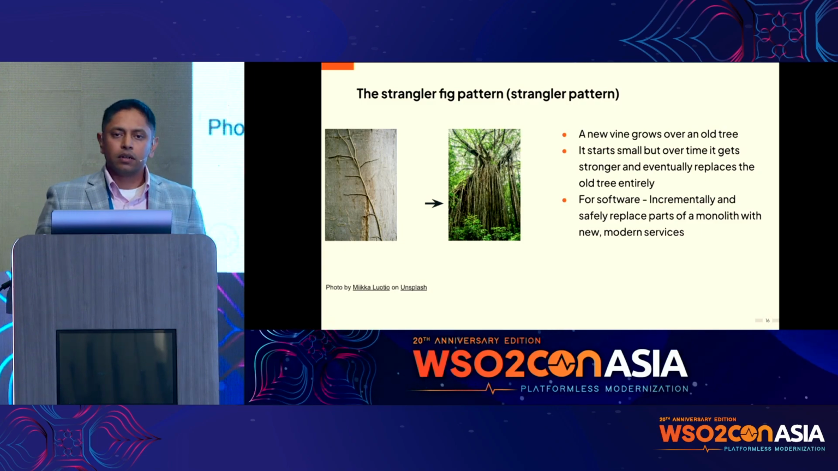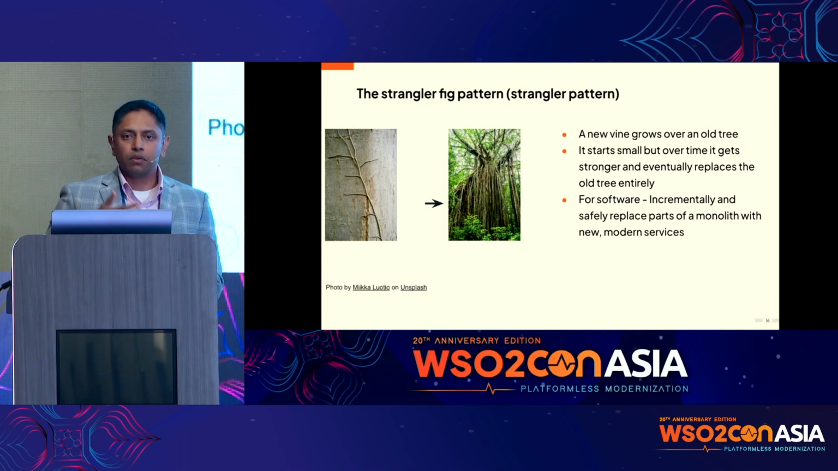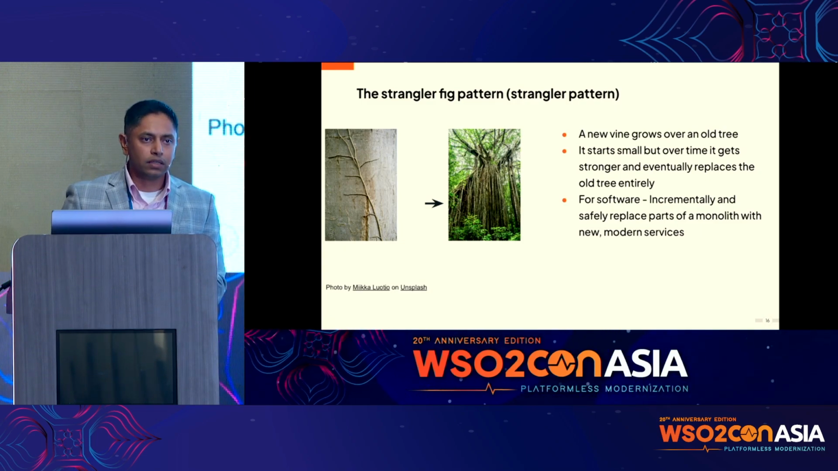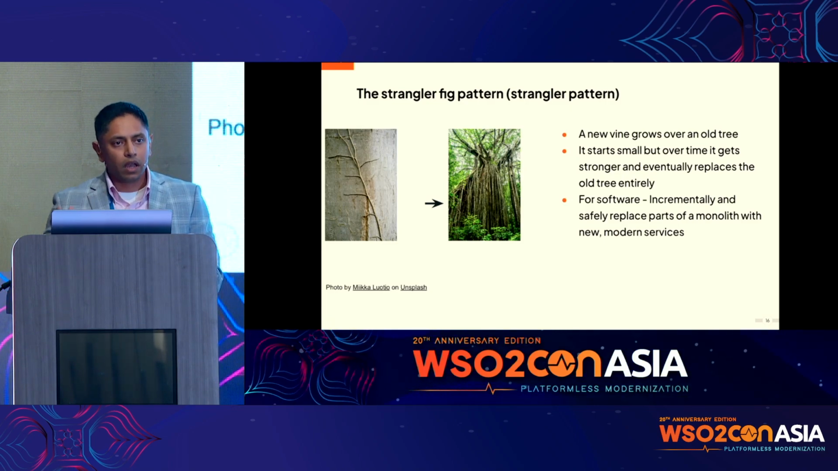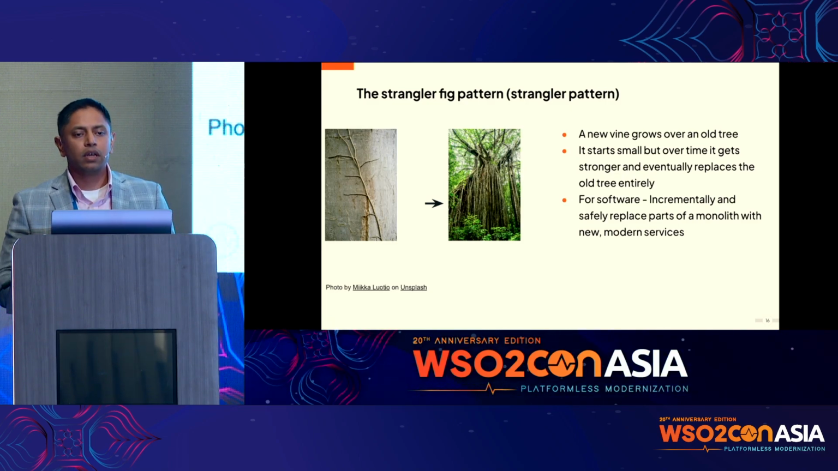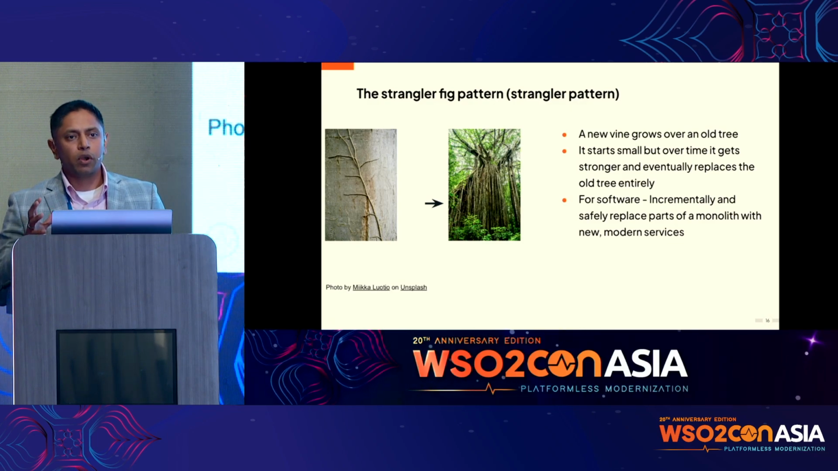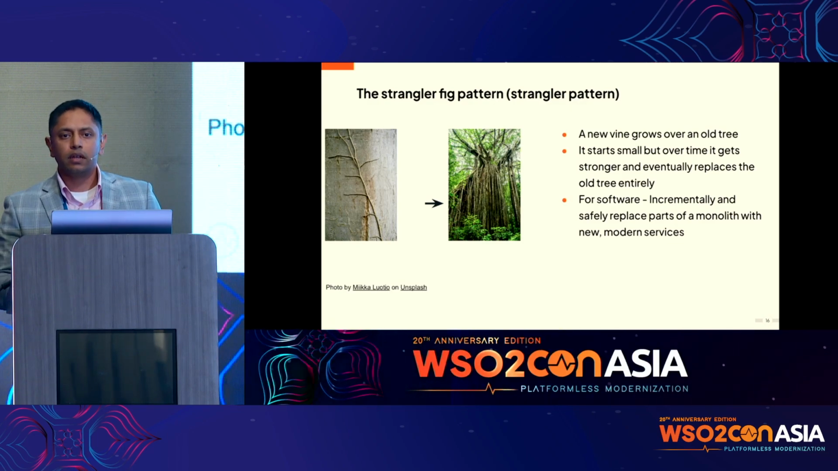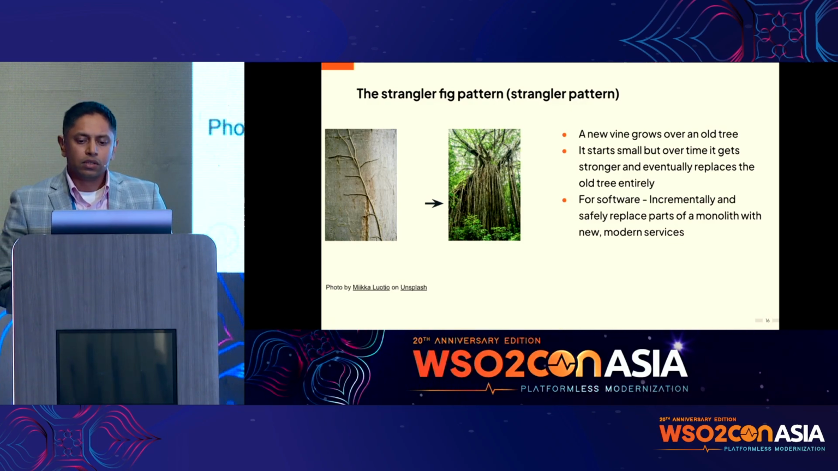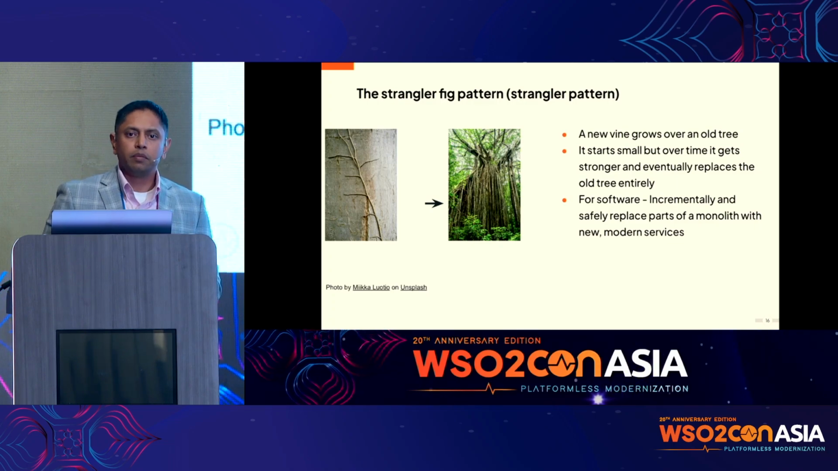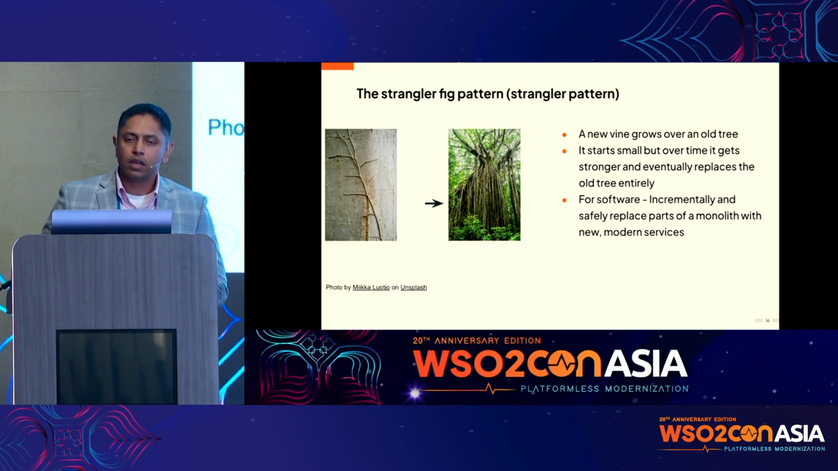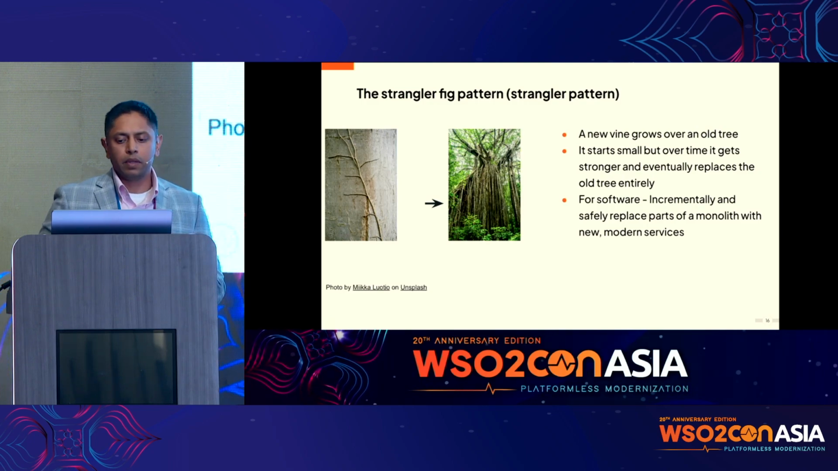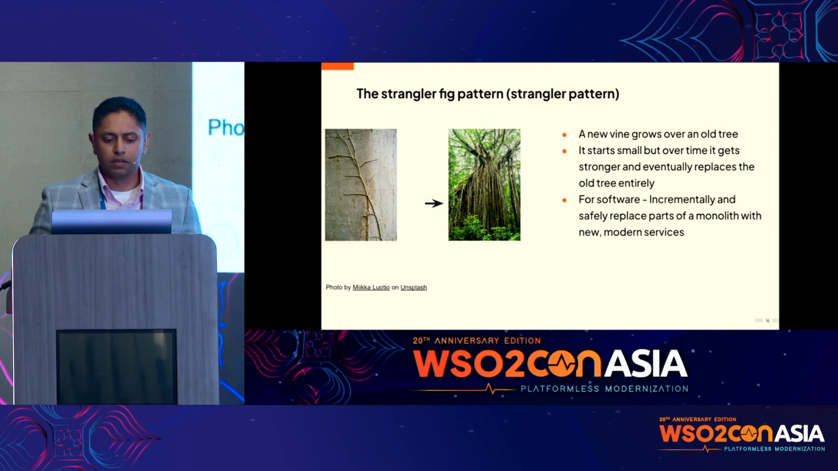This is an analogy from nature. Strangler fig is a vine that grows on trees. It starts very, very small, and then over time it grows stronger and stronger, until it grows to a point where it consumes the entire tree. Same fundamental principle in software as well: incrementally and safely replace certain parts of the application with more modern services.